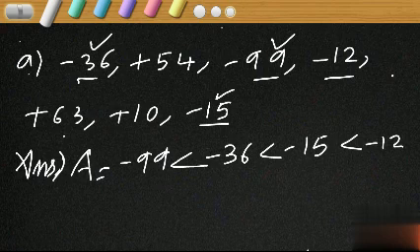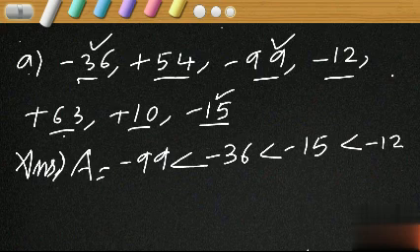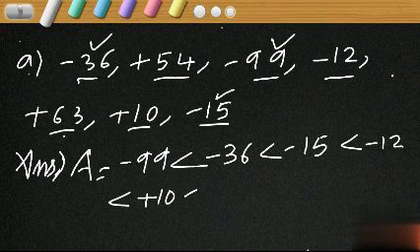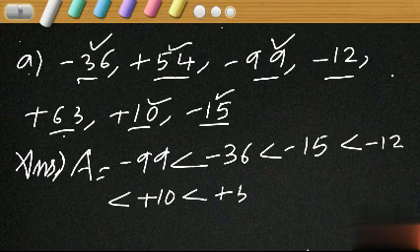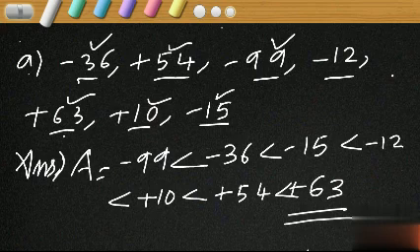Next, consider the positive. Which are the positive numbers? Plus 54, 63, 10. Among these three positive integers, which is the smallest one? Of course, we all know 10 is the smallest one. So, less than plus 10, then comes our 54, less than plus 54, then less than our last number plus 63. This is the required ascending order.